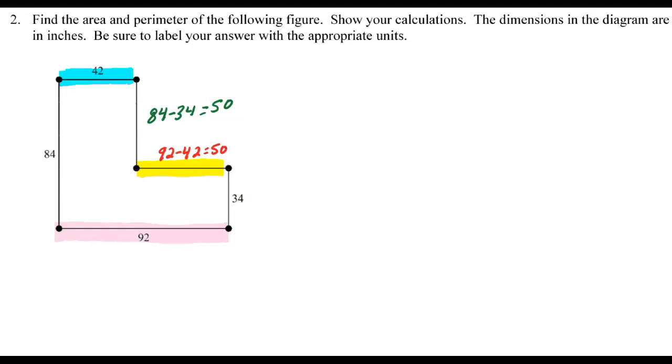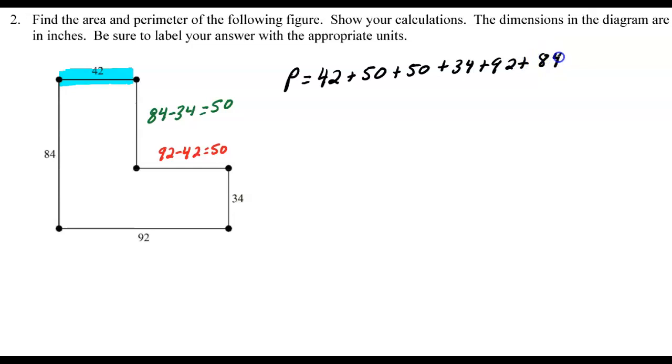So now for the perimeter, I have all the dimensions. The perimeter, I'm going to start at the 42, is 42, plus the 50 that's in green, plus the 50 that's in red, plus 34, plus 92, plus 84. And now get your calculator out and add those numbers up. Doing that, you'll get 352 feet.